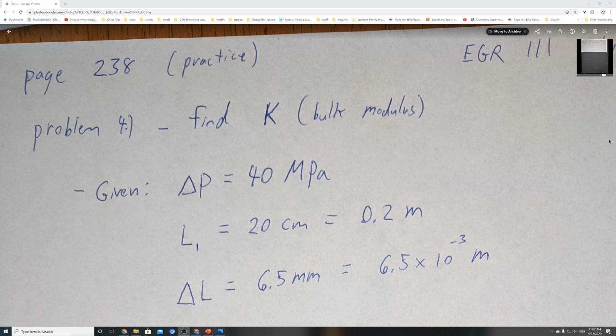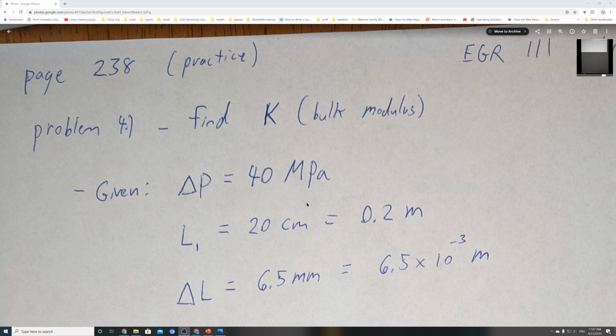So we're looking to calculate the bulk modulus of this fluid. Bulk modulus, of course, is related to the compressibility of a fluid. So we're looking for K, the symbol typically used for bulk modulus. We have a change in pressure of 40 megapascals, which is 40 times 10 to the 6 pascals. And if you remember, a pascal is just a Newton per meter squared.